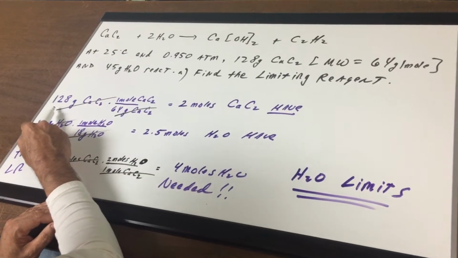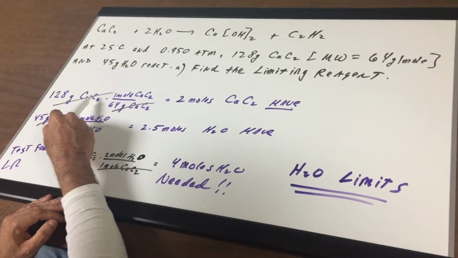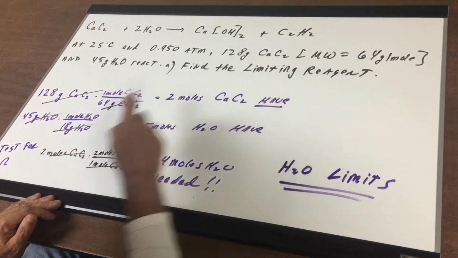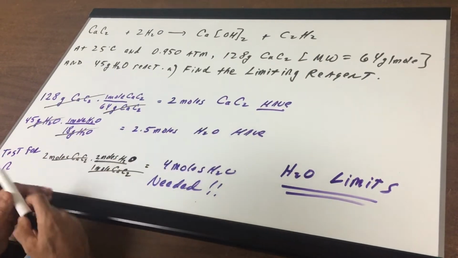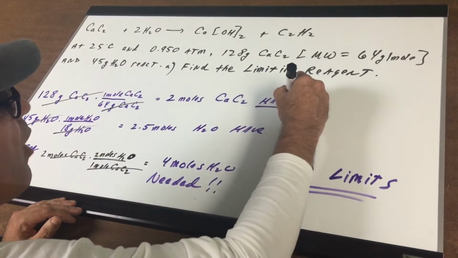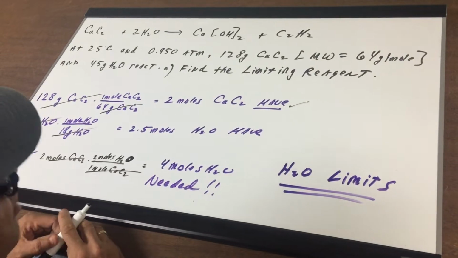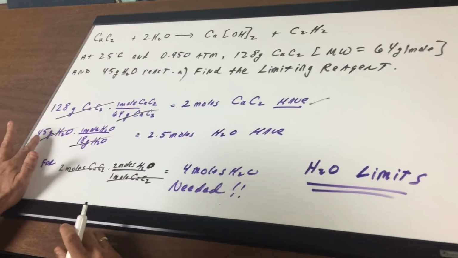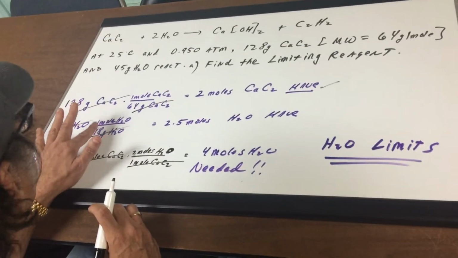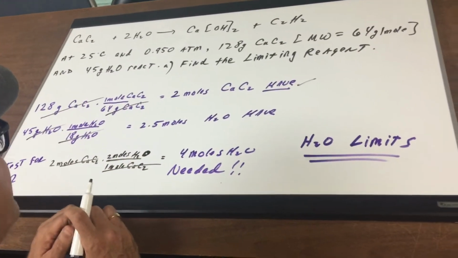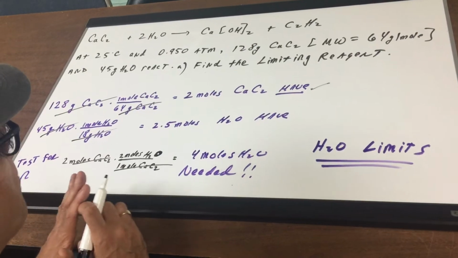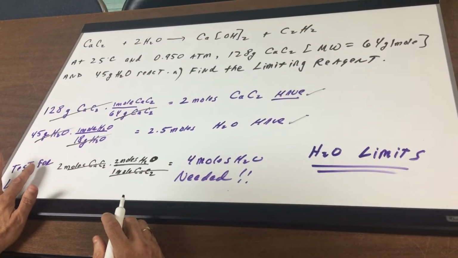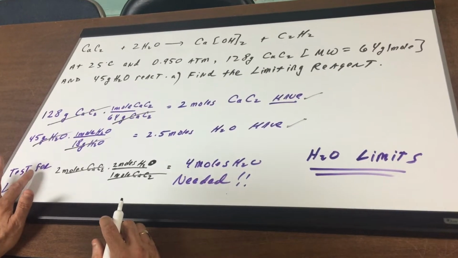You first write the given. You have 128 grams of calcium carbide. A mole is 64 grams. It was nice enough to give that to you. And that gives me 2 moles of calcium carbide. And the way I teach my kids to do it is write the word have. This is what you have at the start. Then you take the 45 grams of water, convert that into moles, and that gives me 2.5 moles of water have. Now, what we need to do is what I call the test for the limiting reagent.